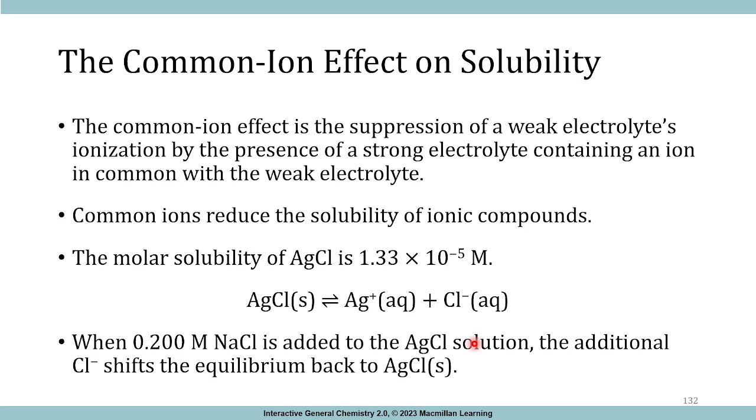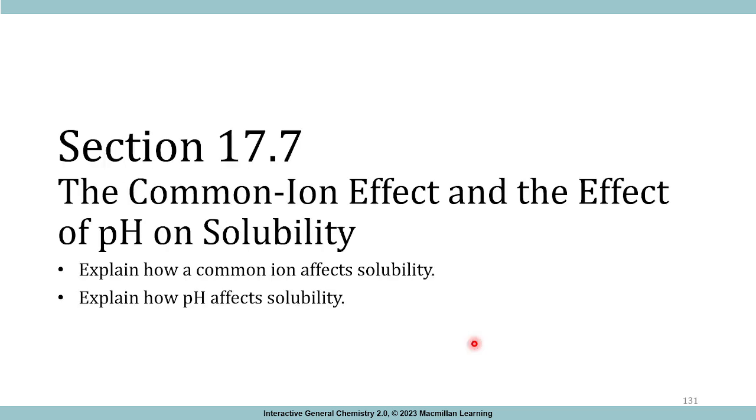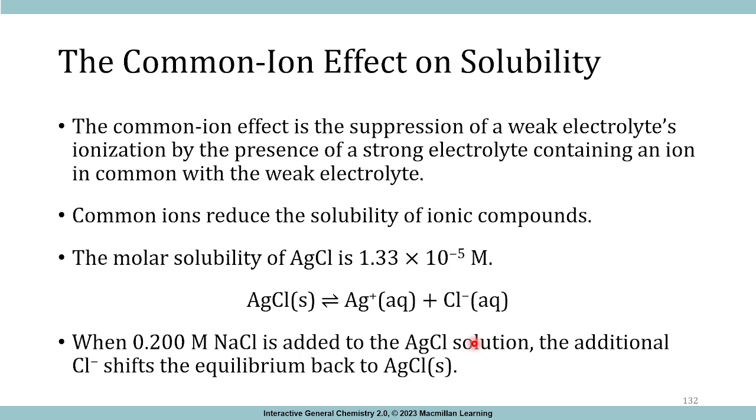Okay, remember the common ion effect that we started all of this off with? Feels like it's been a while. If we have a common ion, if we increase the concentration of that common ion, it's going to push our equilibrium, just like Le Chatelier's principle said, right? So the common ion effect is the suppression of a weak electrolyte's ionization by the presence of a strong electrolyte containing an ion in common with the weak electrolyte. The common ions are going to reduce the solubility of ionic compounds.